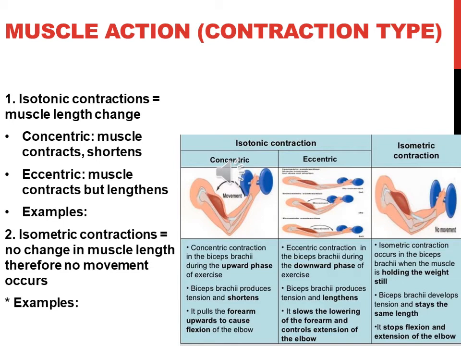So you get a concentric contraction in the biceps brachii during the upward phase, and then you get an eccentric contraction during the downward phase. It also gives you an example of how that could be working in an isometric contraction when you're just holding that weight still in a partially contracted phase.